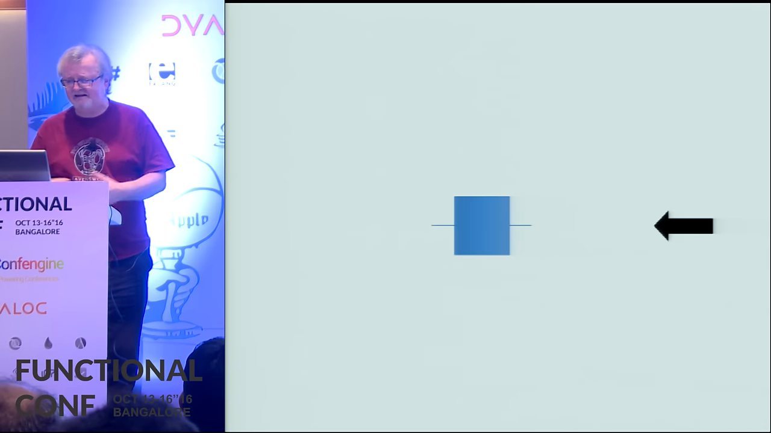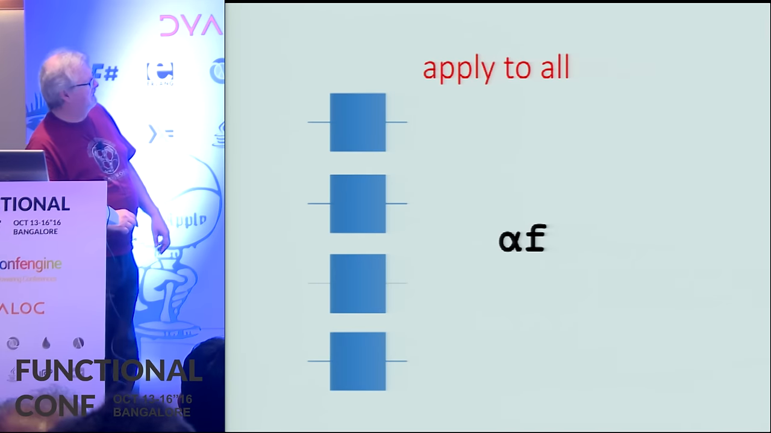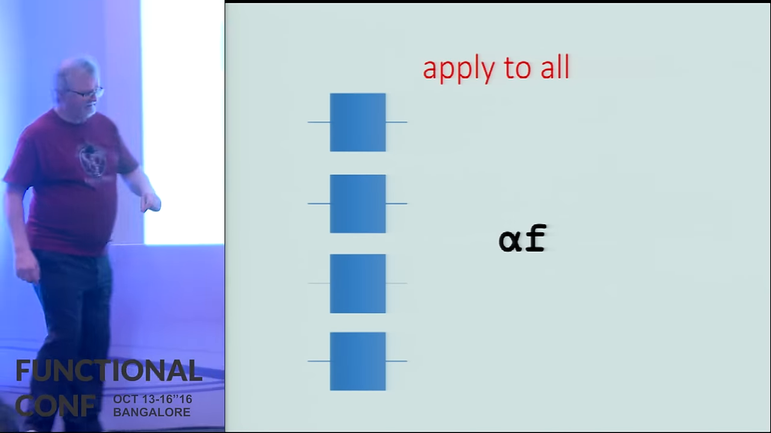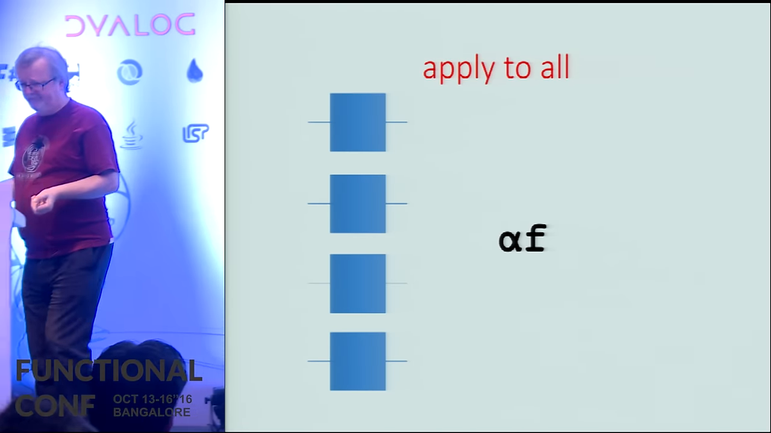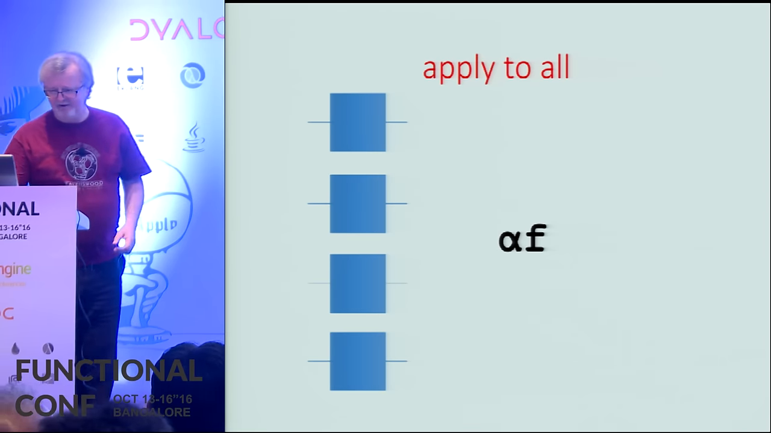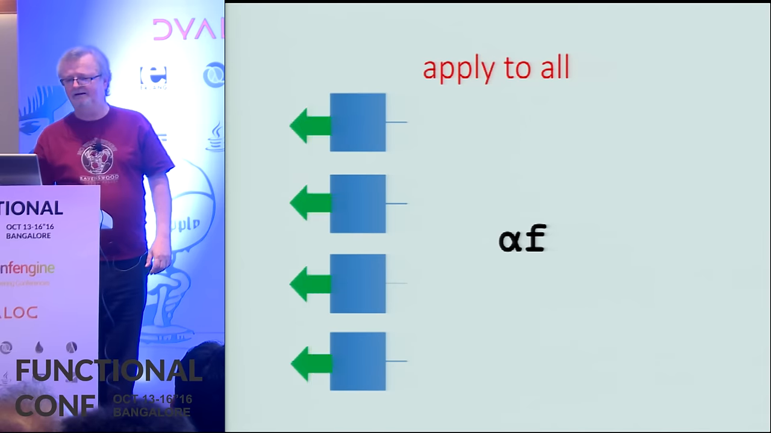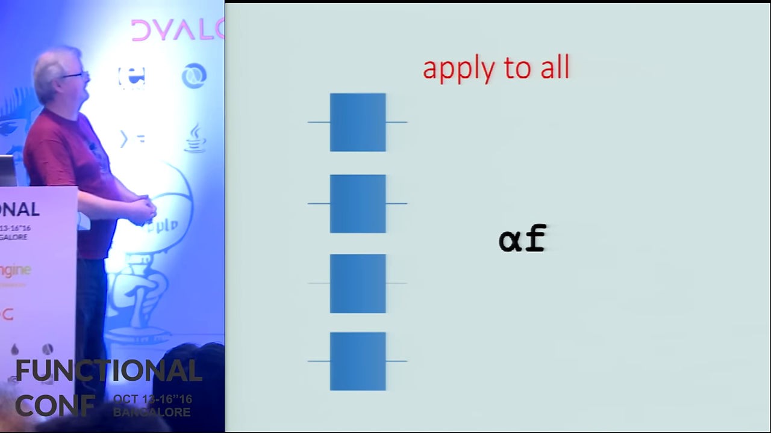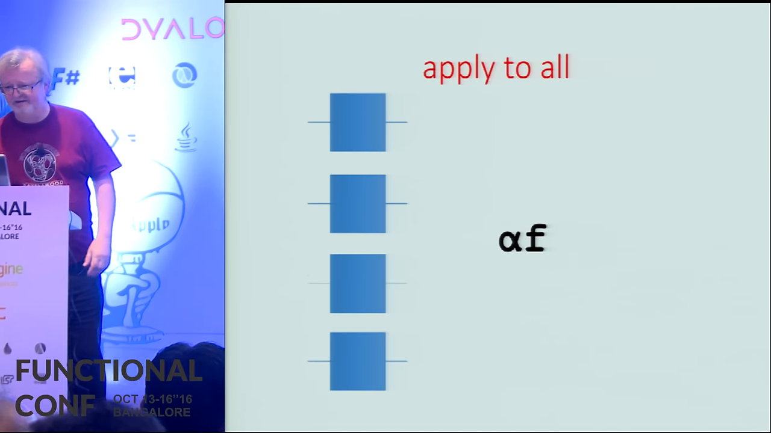So one of Backus's combining forms he called apply to all, which he wrote as alpha f. And the idea here is that if you've got a function f, you can apply alpha to it and get a function that takes a list of inputs and just applies f to each one. It's map. So that was one of the forms that he thought was important.